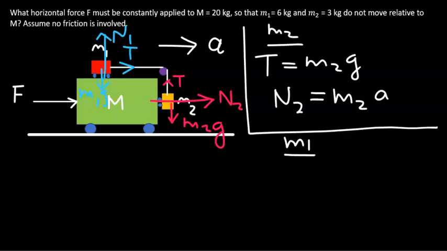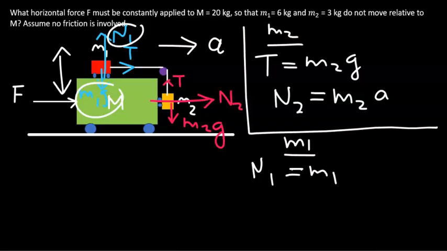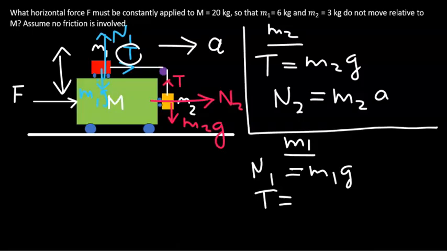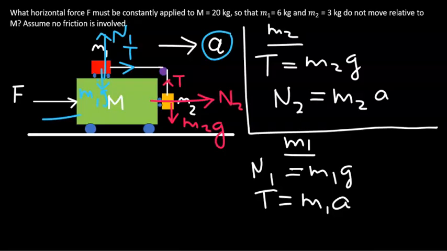And M1 will also move to the right, collectively as one system with an acceleration A. So vertically, N1 must balance M1G, because M1 is not moving like that. So immediately we write N1 equals M1G. And the only rightward force on M1 is the tension. So T equals MA, in this case M1A. This is Newton's second law. Since M1 has the same acceleration A as the capital M, it does not have any sideways motion with respect to capital M as well.